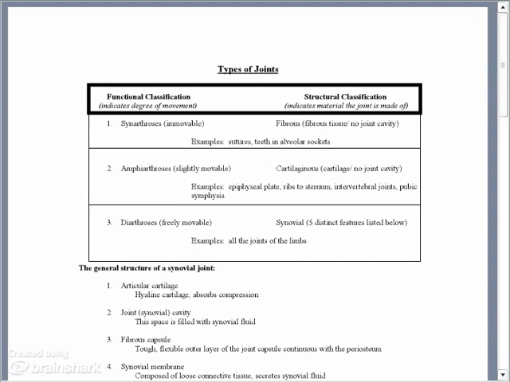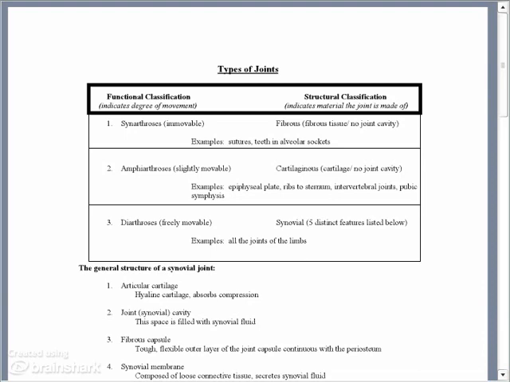So those are the components of a synovial joint: the articular cartilage, joint cavity, fibrous capsule, synovial membrane, and synovial fluid. Please read about those characteristics on the previous page. Also, you should be familiar with what a bursa and a tendon sheath is, and those are also described in this handout. They are essentially made of a synovial membrane filled with synovial fluid.